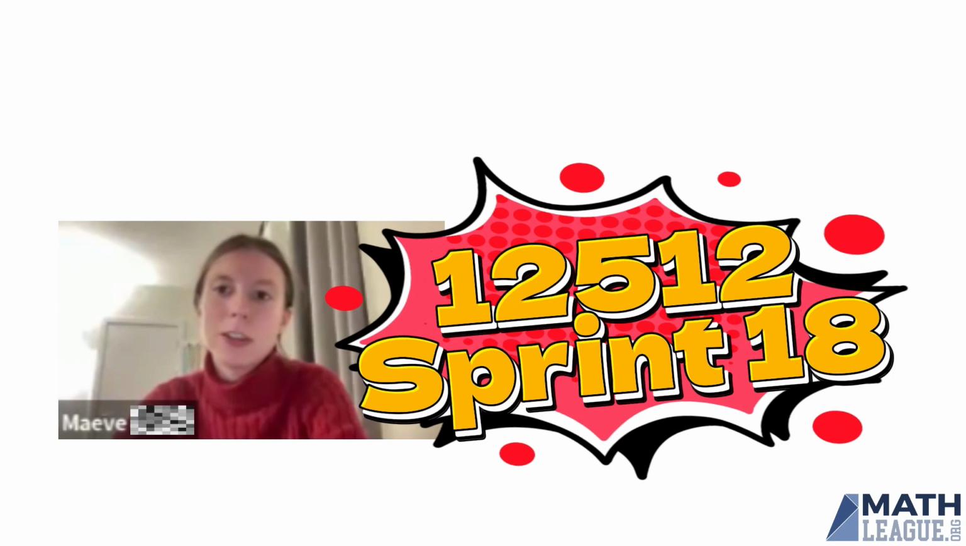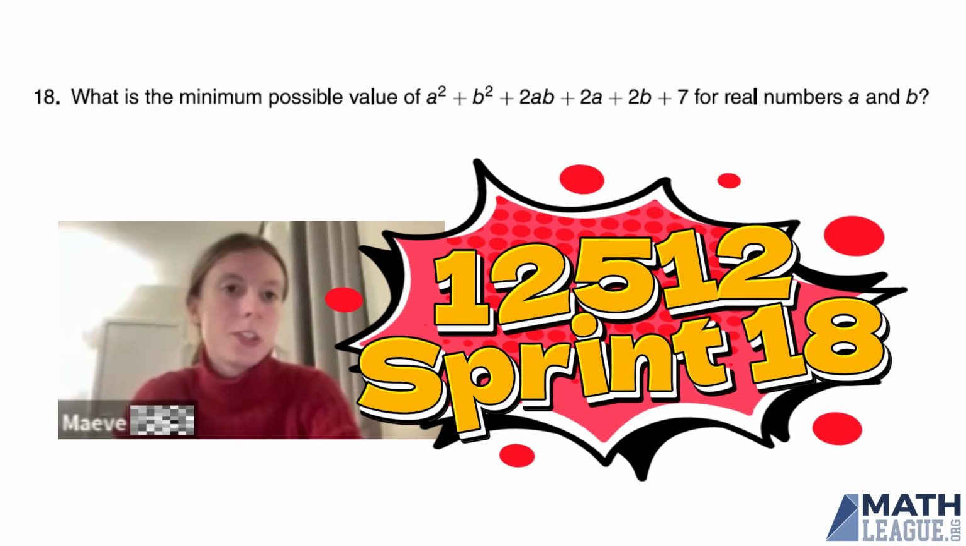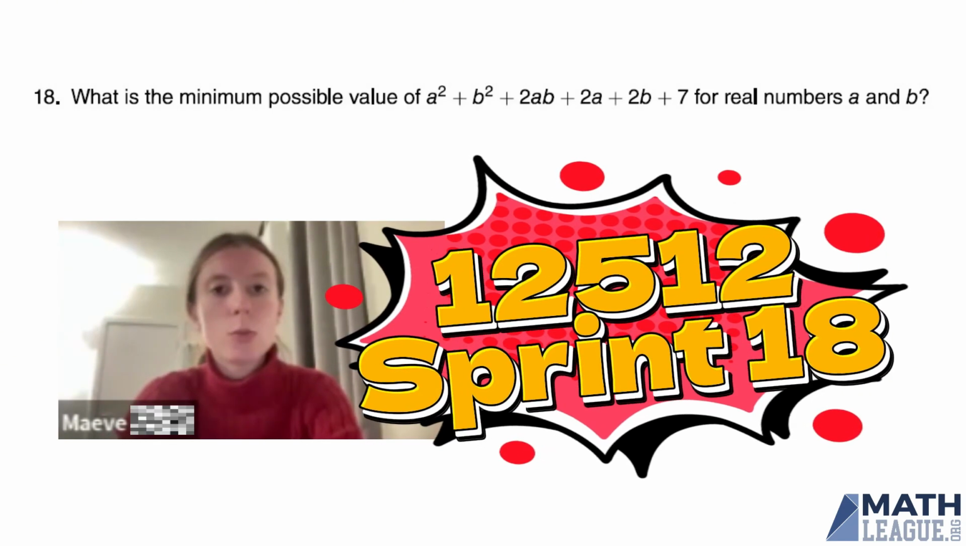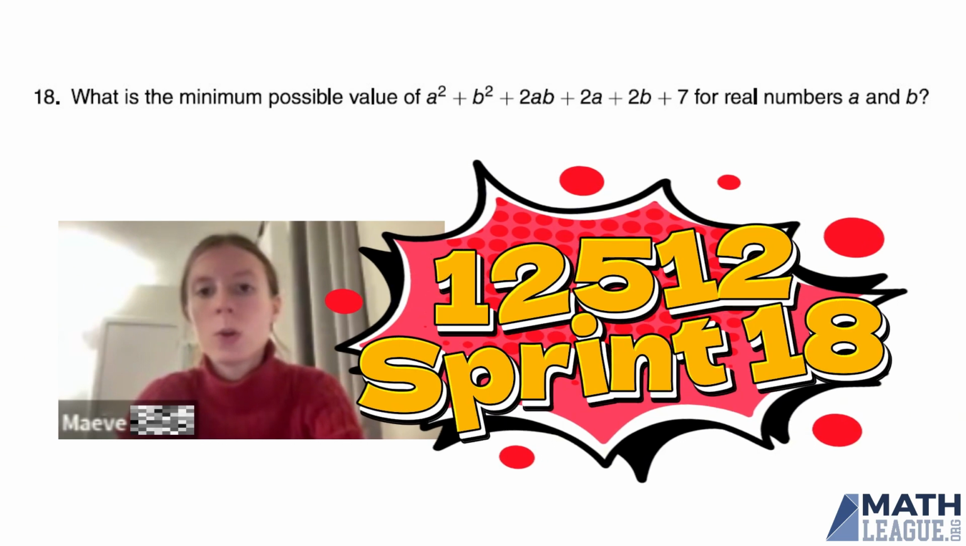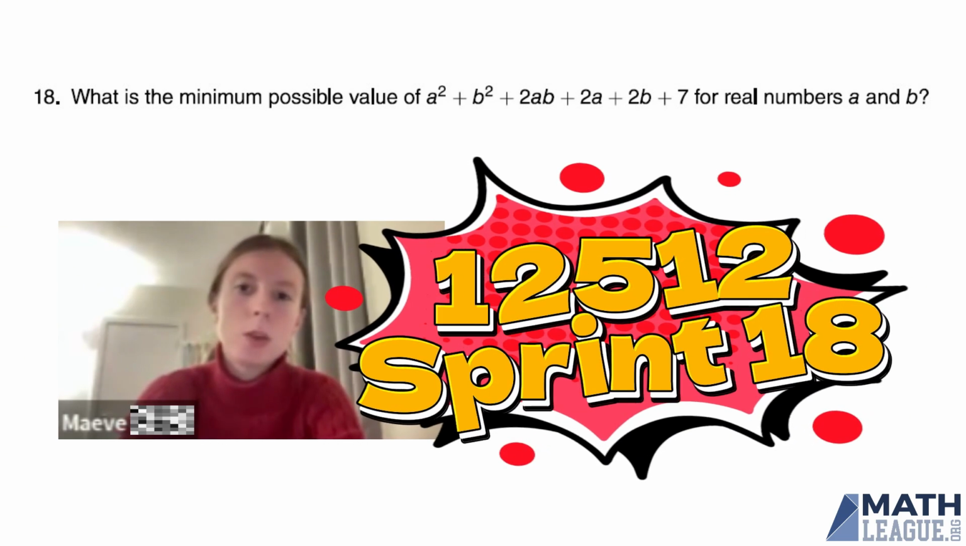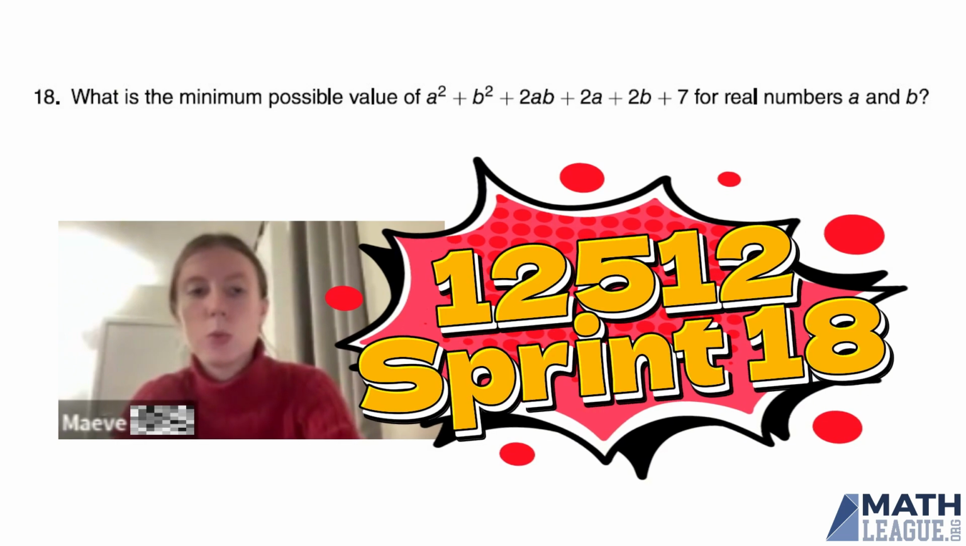Alright, hello everyone. Let's have a look at one of the problems from the sprint round. So this is problem 18. What is the minimum possible value of a squared plus b squared plus 2ab plus 2a plus 2b plus 7 for real numbers a and b?